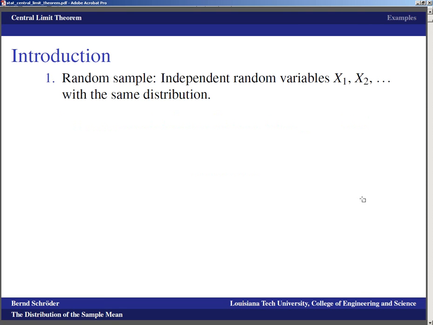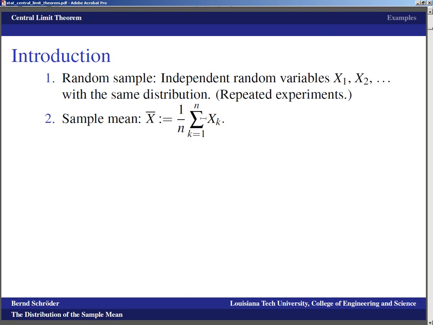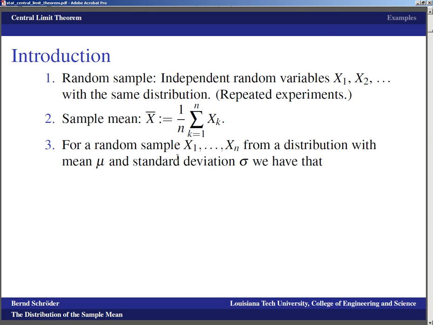Let's first quickly review a random sample. That's a bunch of independent random variables with the same distribution. That's basically your repeated measurements in an experiment. The lowercase x k's would be the numbers that you get from that. The sample mean is x bar equals 1 over n times the sum k equals 1 to n of the x k. And for a random sample, x1 through xn from a distribution with mean mu and standard deviation sigma, we have that the expected value of x bar is the mean of the underlying distribution, and the variance of x bar is the variance of the underlying process divided by n.